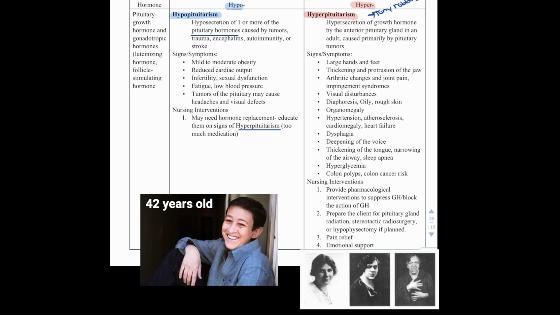So nursing interventions: we're going to provide pharmacological interventions to suppress or block the action of the gonadotropic hormones. We're going to prepare the client for pituitary gland radiation, stereotactic radiosurgery, or hypophysectomy if planned. We're going to offer them pain relief and emotional support.